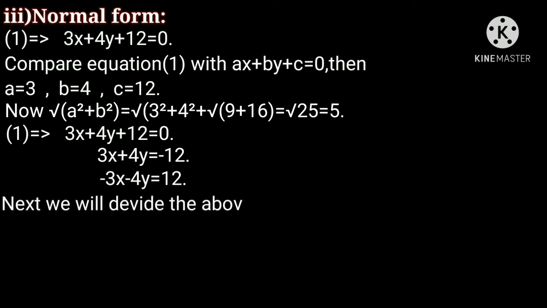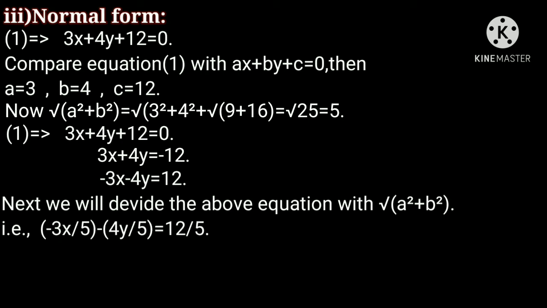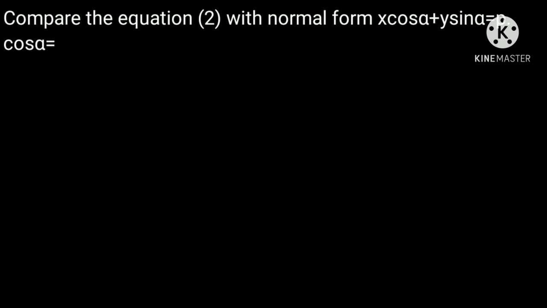Next, we will divide the above equation with square root of a square plus b square value, that is minus 3x by 5 minus 4y by 5 equal to 12 by 5. From this, minus 3 by 5 into x plus minus 4 by 5 into y equal to 12 by 5. This is equation number 2. Compare equation number 2 with normal form equation, that is x cos alpha plus y sin alpha equal to p. Then cos alpha equal to minus 3 by 5, sin alpha equal to minus 4 by 5 and p equal to 12 by 5.